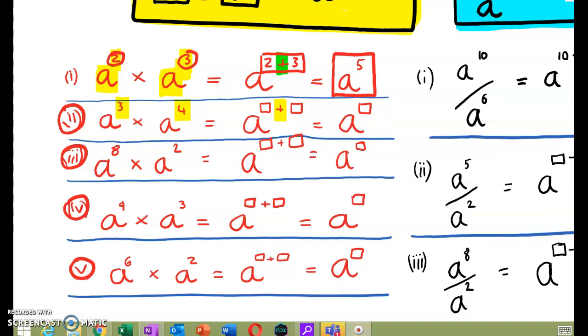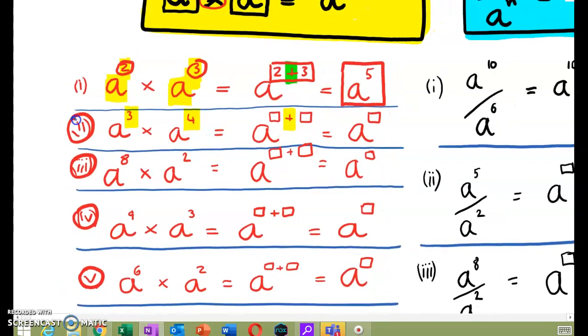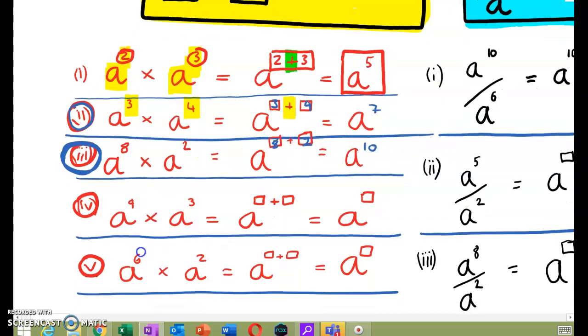Okay, I hope you paused it and have now tried them, and I'm going to play it on now and see what answers you get for each one. So for the second part here, it's going to be 3 plus 4, so the answer is a to the power of 7. For the third one here, we've got 8 is the first power, and we have to add that to 2. So our answer is going to be a to the power of 10.